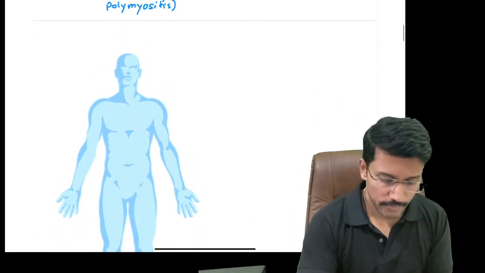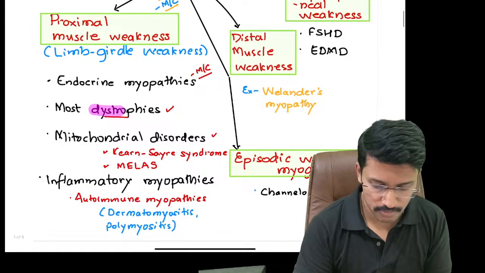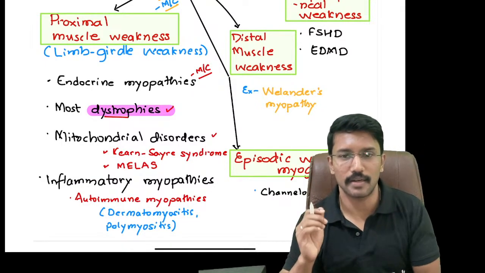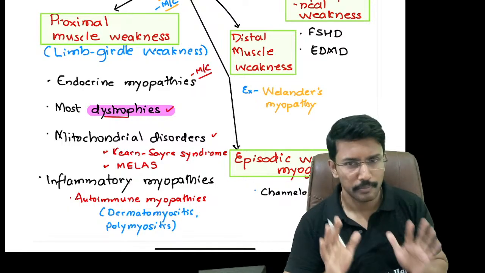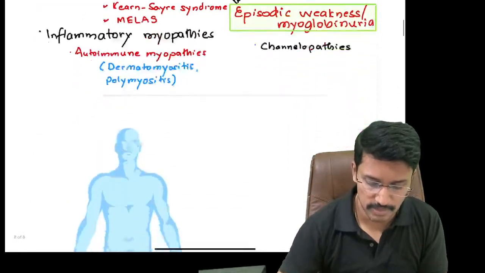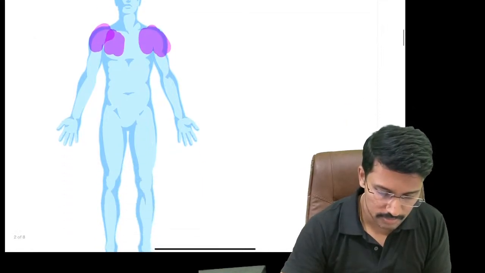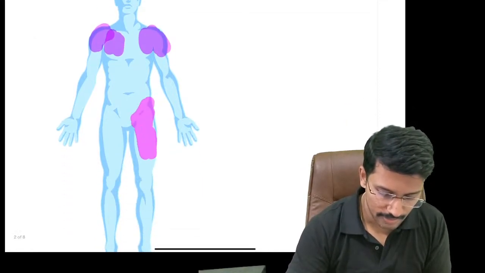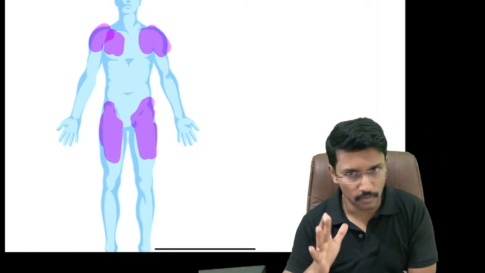So when we say proximal muscles, most of our dystrophies, meaning whatever names come to your mind, like Duchenne muscular, Becker's, limb girdle muscular dystrophy, majority of them affect the proximal muscles. Meaning they affect the muscles around your shoulder joint, pectorals, and muscles around your hip joint and the thigh muscle. That is the usual involvement, right? That is what we call proximal.